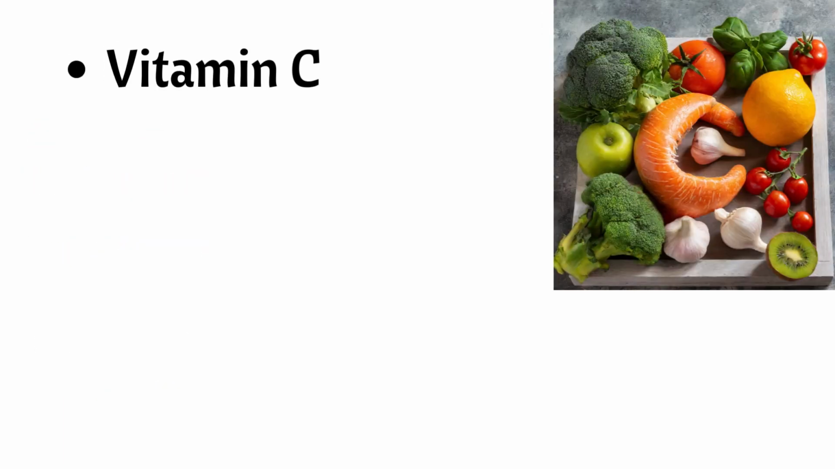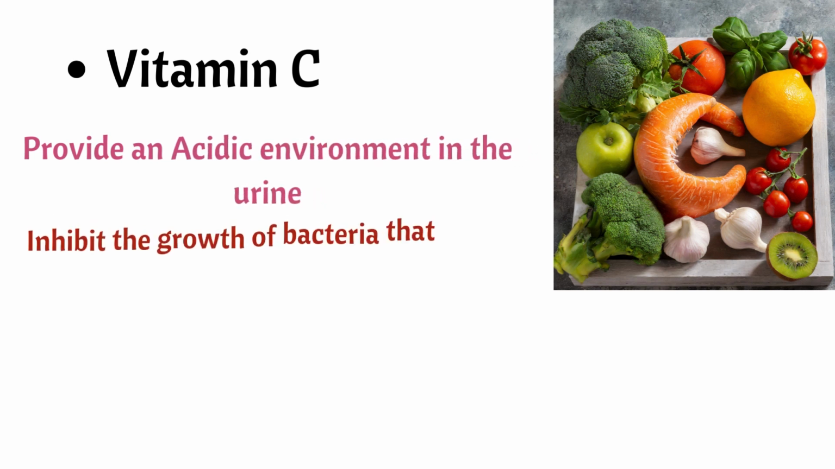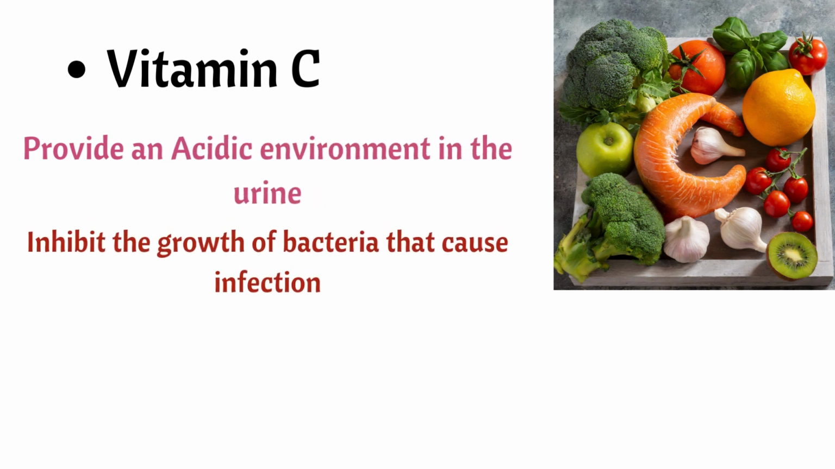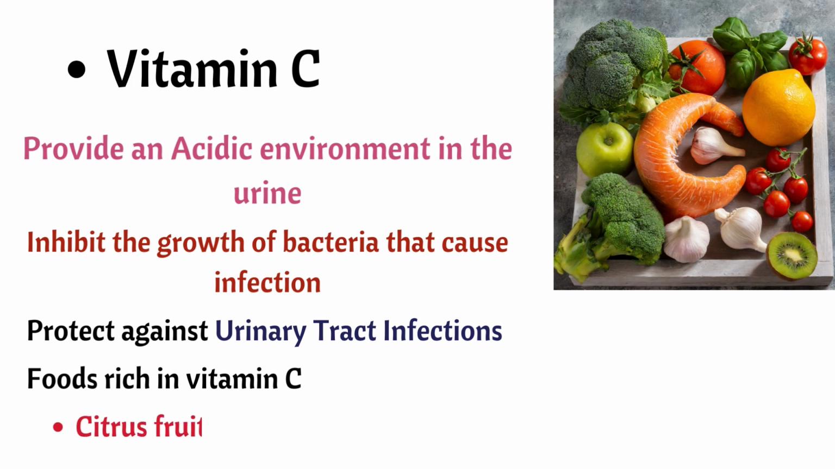Number 4 is vitamin C. Vitamin C provides an acidic environment in the urine, which may inhibit the growth of bacteria that cause infection and protect against urinary tract infections. Foods rich in vitamin C, such as citrus fruits, strawberries, and bell peppers, might be beneficial.